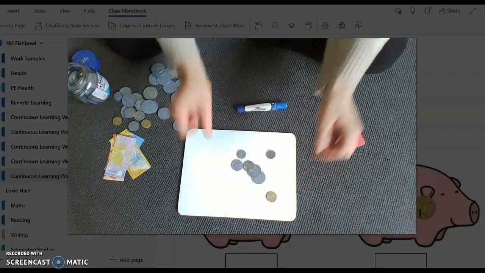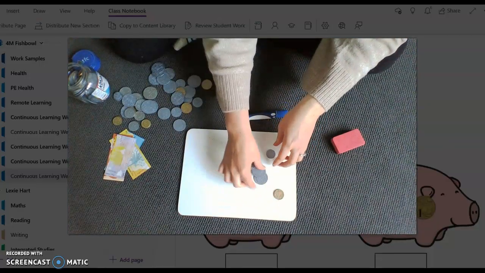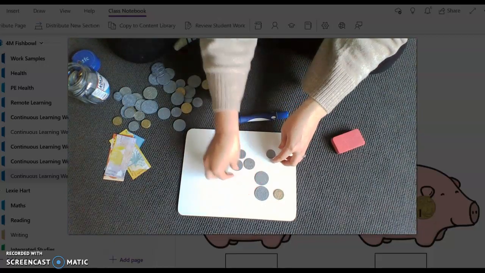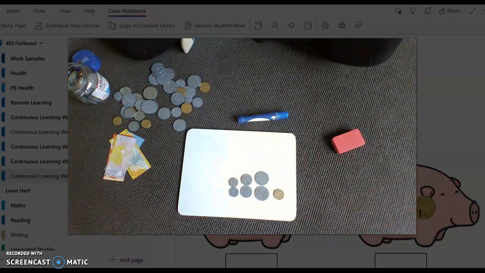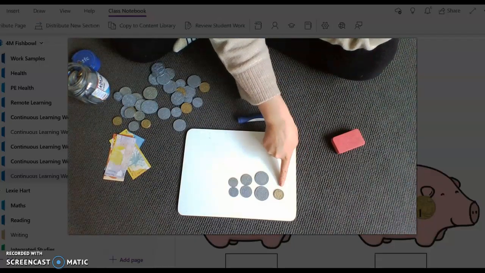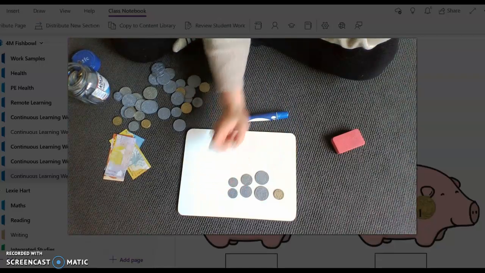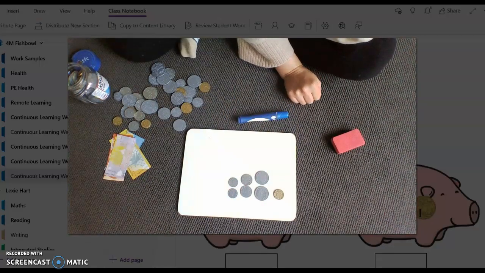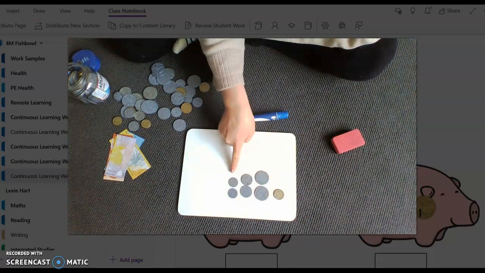All right, so I've got my collection of coins. My first step is to sort them into the dollars and the cents, and I'm going to group any coins that I can together. All right, I can see I've got a $2 coin, 2 20-cent pieces, 2 10-cent pieces, and 2 5-cent pieces. Now I'm going to do something a little bit different here. I know that I can't make a dollar using these cents. I can know that by skip counting.